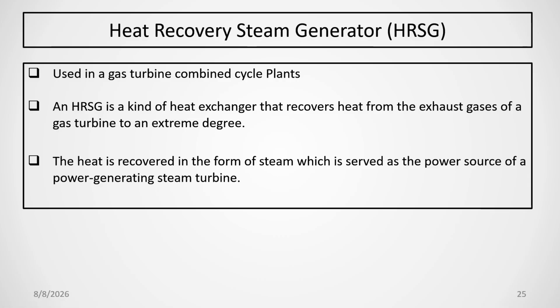But there is no direct furnace burner there. Some supplementary burners are there to maintain the temperature of the steam. Otherwise, in a normal conventional boiler, a lot of burners are there, and most of the fuels will burn. But here the flue gas from the gas turbine is utilized to generate steam, to heat the water to produce steam.